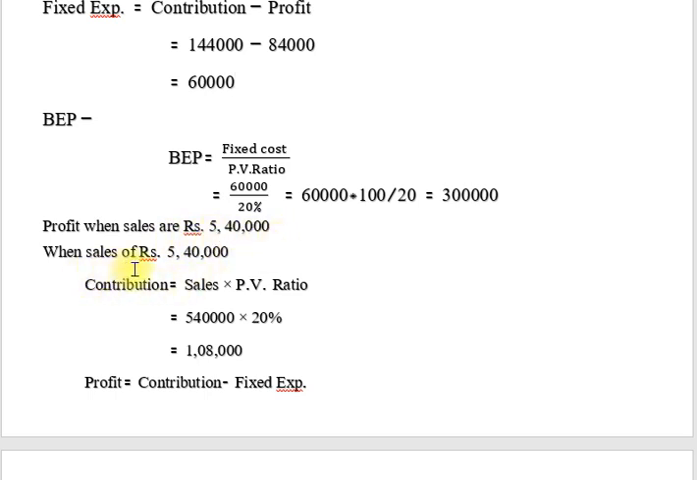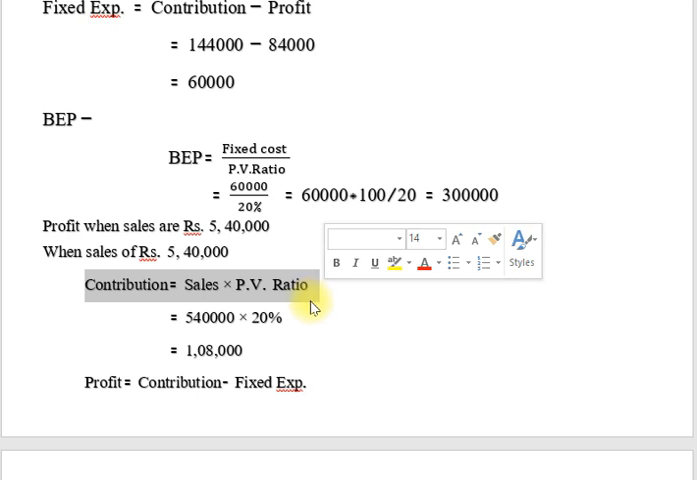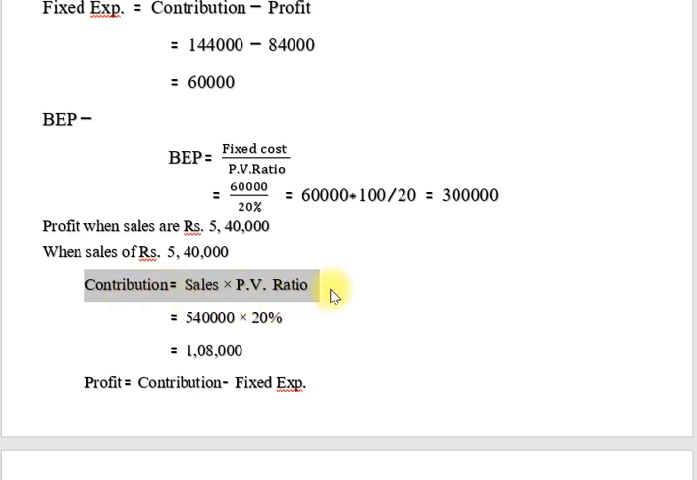When sales are rupees 5 lakh 40,000, first we find the new contribution. Contribution is equal to sales multiply PV ratio. We use this shortcut equation to find contribution directly. Remember this equation, friends: when you have both pieces of information, sales and PV ratio, you use this equation. Sales is 5 lakh 40,000 and our PV ratio is 20 percentage. Then the answer is 1 lakh 8,000.